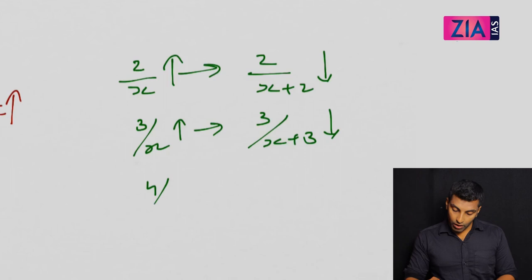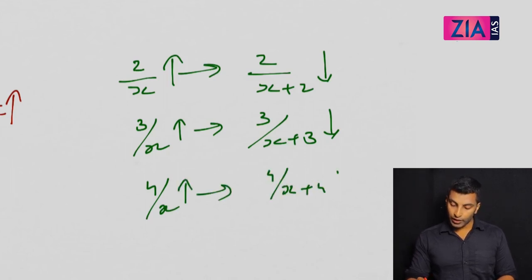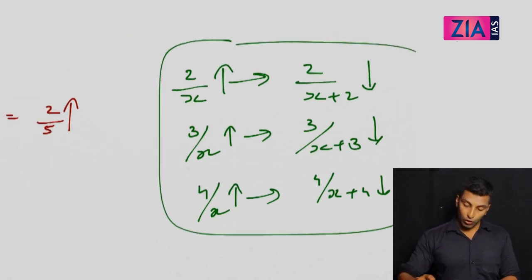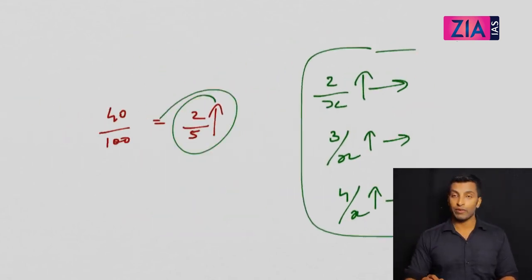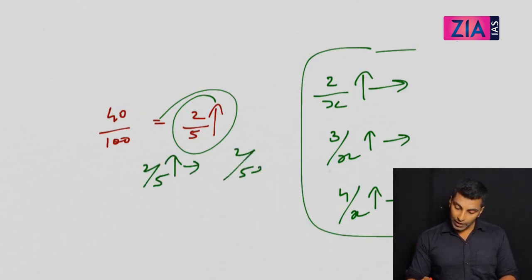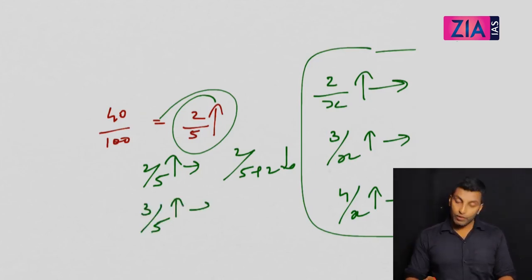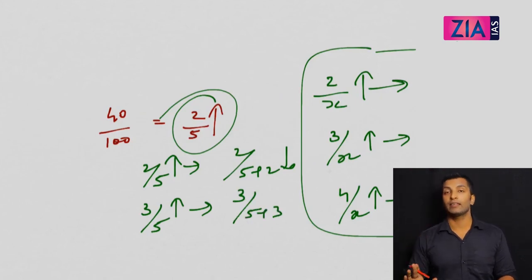What if it is 4? 4 by x increase will lead to 4 by x plus 4 decrease. And the same is applicable when it is a decrease also. So 2 by x, this is what? 2 by 5. So if it is 2 by 5, increase means 2 by 5 plus 2 decrease. That means 2 by 7 decrease. That calculation you can do. If it is 3 by 5, then you will write it as 3 by 5 plus 3. That is 3 by 8 decrease.